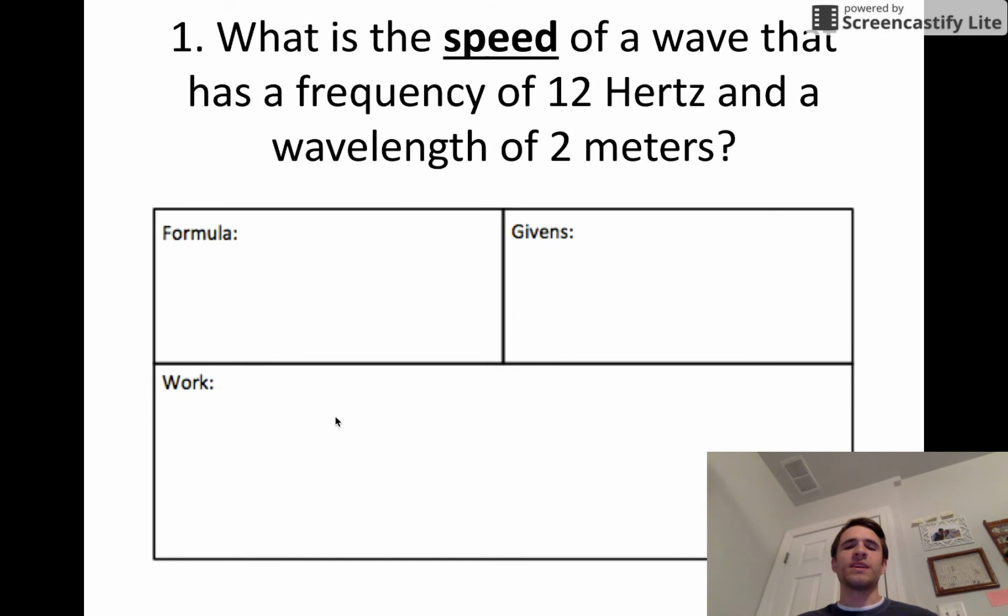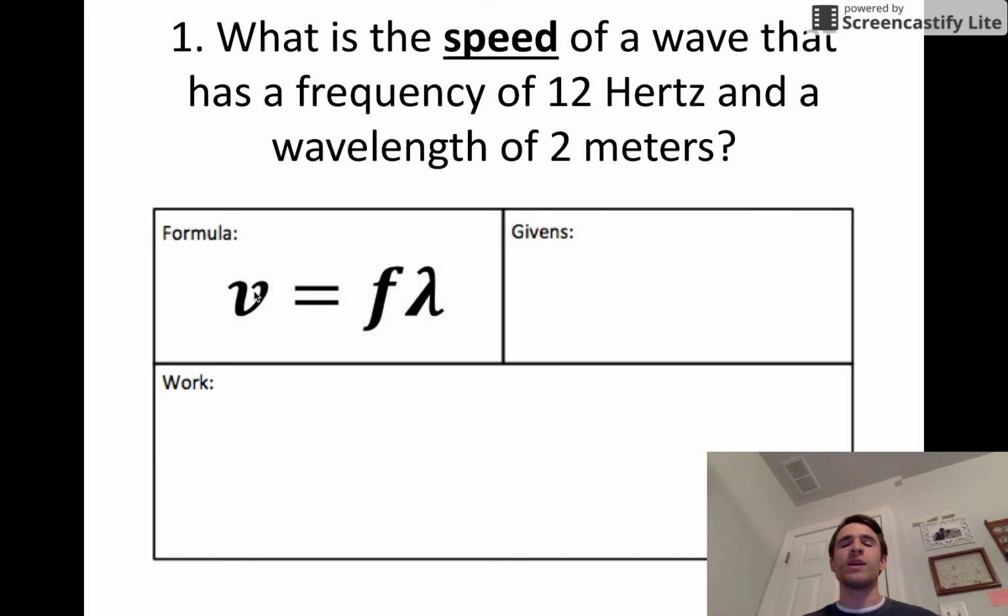So in a problem like this, here's what the problem's going to look like. It's going to say, what is the speed of a wave that has a frequency of 12 hertz and a wavelength of 2 meters? As for these problems, I'm always going to give you a graphic organizer here where you can write your work. It's separated into formula, givens, and work. For the formula, you're just going to write your formula. Big hint, guys, all day today, you're going to write the same thing in this box. This formula, V equals F times lambda. It's the formula you're going to use to solve this problem.